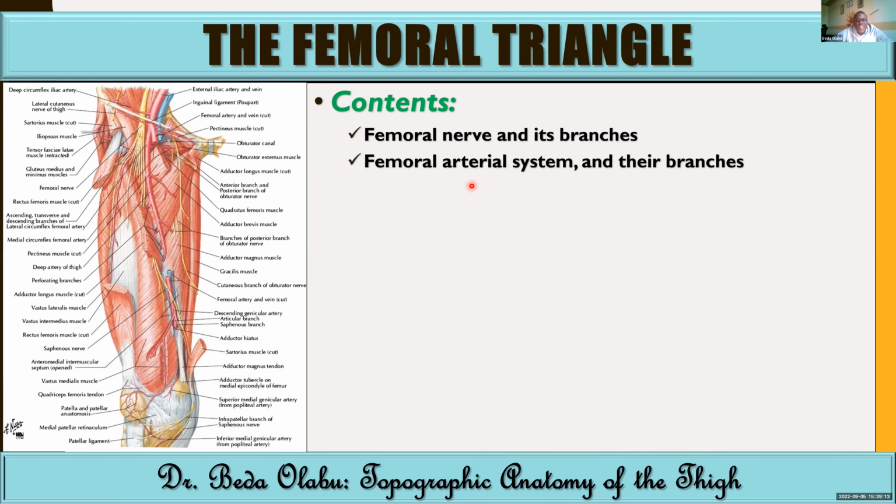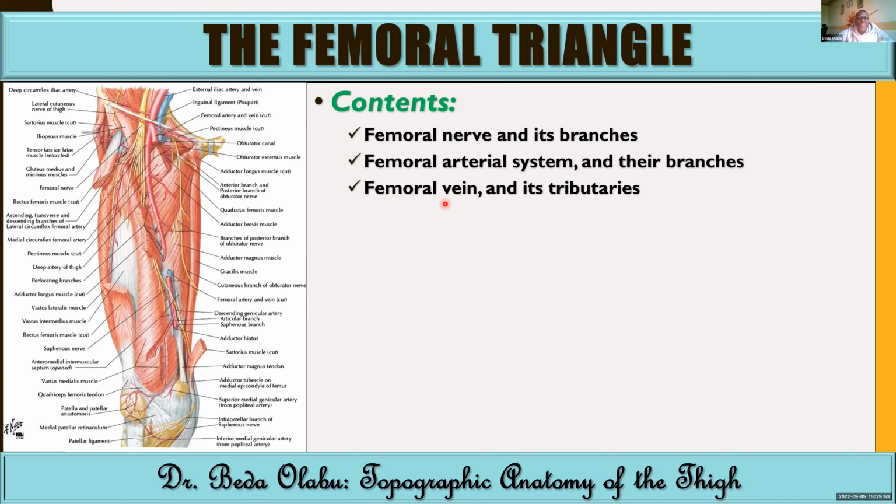We have the femoral arterial system also, and their branches. When you talk about the femoral arterial system, you're referring to the common femoral artery, the deep femoral artery, which is shown here, and the superficial femoral artery, which is cut here. Remember, the common femoral artery divides into the superficial femoral, which continues all the way passing through the thigh largely, and then the deep femoral artery, which gives you seven branches within the thigh. So they have several branches as well. They are contents of the femoral triangle.